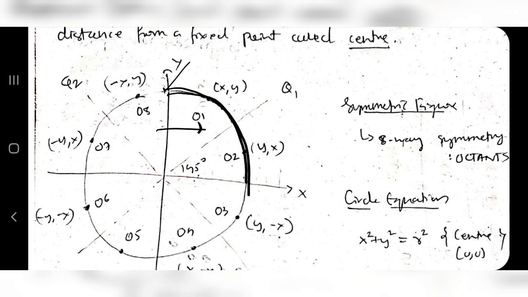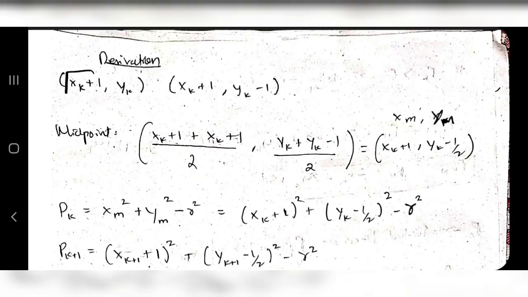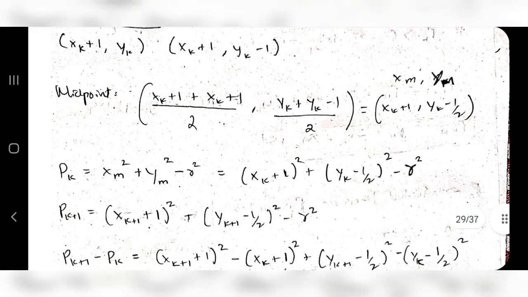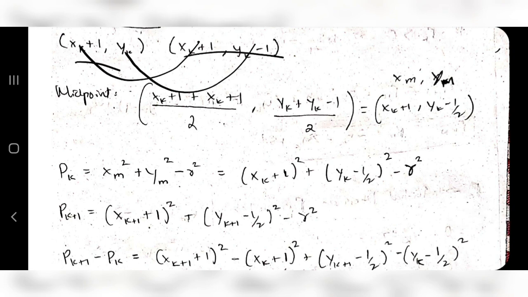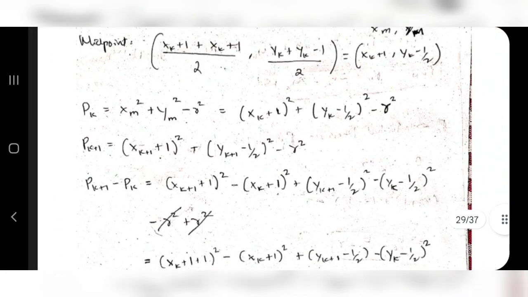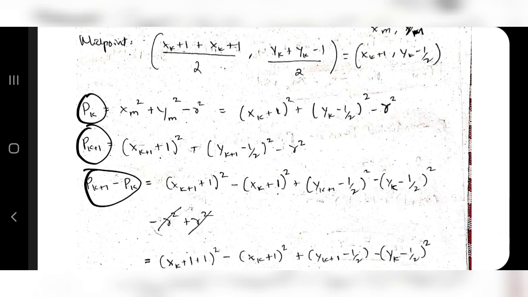Okay. Coming to the derivation part, there are two possible points: xk plus 1 in both cases, and y will be either yk only, or yk minus 1, based on which it is closer to. The midpoint between these two will be this value plus this value by 2. It will be xk plus 1 and yk minus 1 by 2. So this is the midpoint which we got. Just as in the previous one, we will find the positional parameter for the current case, k plus 1, and then subtract. Based on the value you get, less than 0 or greater than 0, we'll make a decision. So substitute the value: pk is equal to xm square plus ym square minus r square.